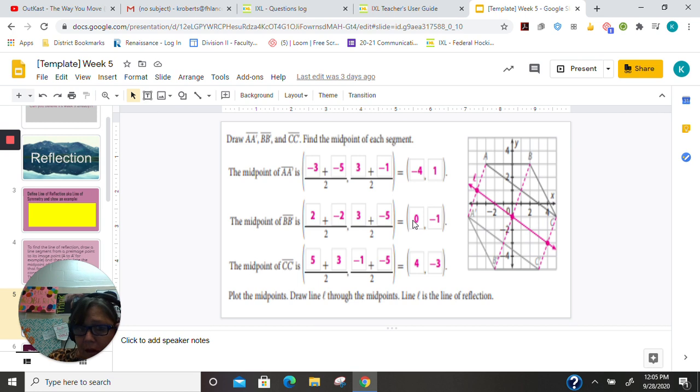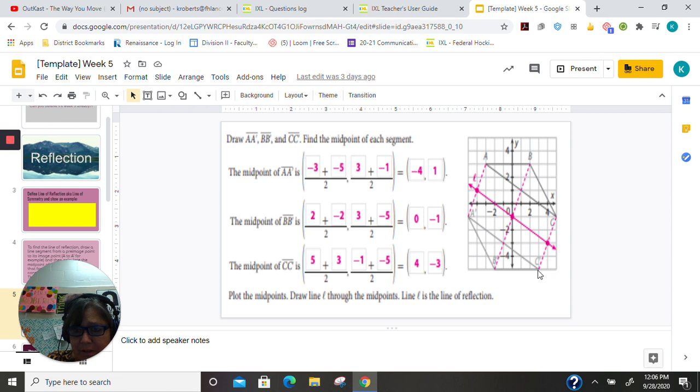And then 3 plus negative 5 is negative 2. Negative 2 divided by 2 is negative 1. And then finally, you're going to do the C and the C prime the same way. C is at 5, negative 1. And so 5 goes with the x, negative 1 goes with the y.